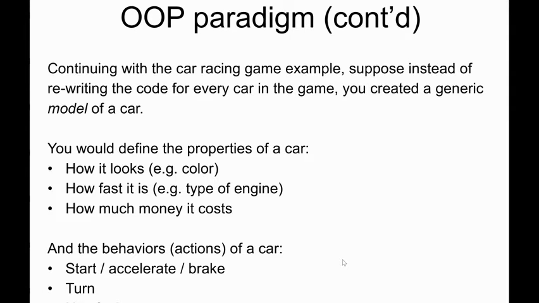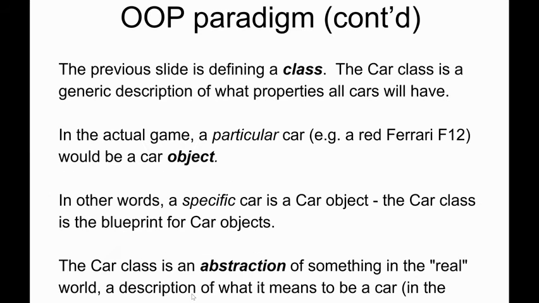Continuing with the car racing game example, suppose instead of rewriting the code for every car in the game, you created a generic model for a car. You would define the properties of a car, how it looked, possibly its color, how fast it is, maybe the type of engine, and how much it costs. You'd also define the behaviors or actions of the car. Does it start, accelerate, or brake? Does it turn? Does it use fuel?